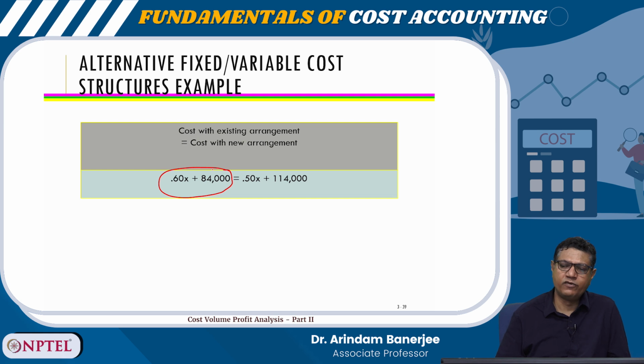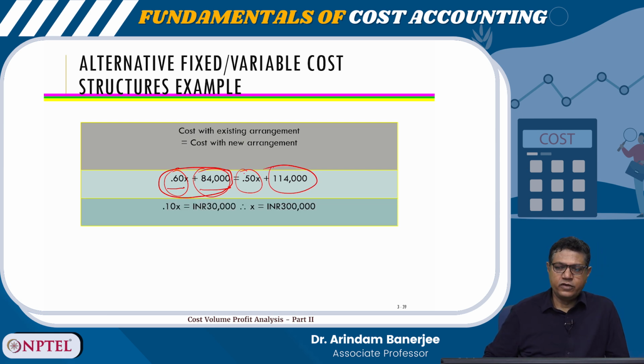So, you see here, cost with existing arrangement is 0.6x plus 84,000. What is this 0.6x? This is the variable cost, and this is the old fixed cost, because the contribution margin is 40%, sales price minus variable cost is 40%. So, what is my variable cost? 60% of course. So, this old variable cost plus old fixed cost is equal to the new variable cost and new fixed cost. Okay. So, I can solve this. If I solve this, I get the value of x as rupees 3 lakh.